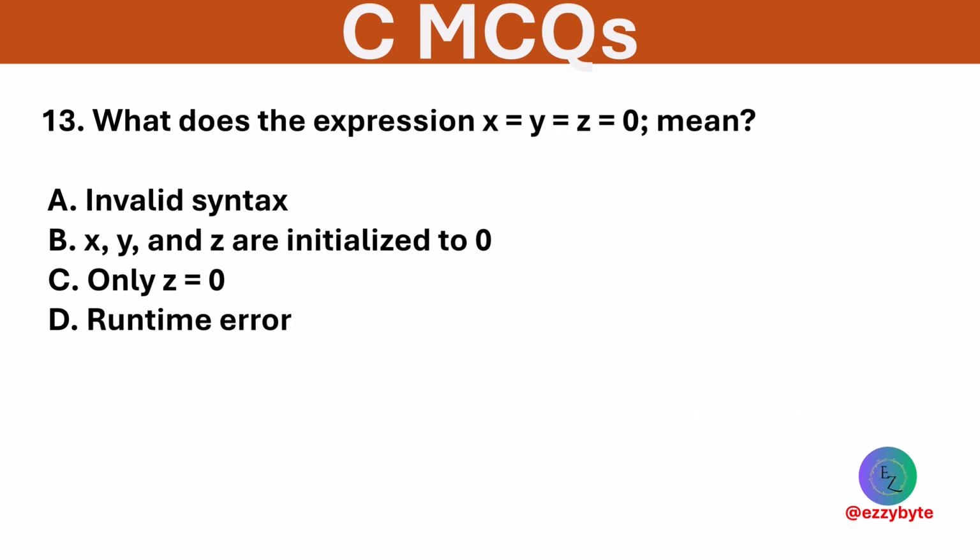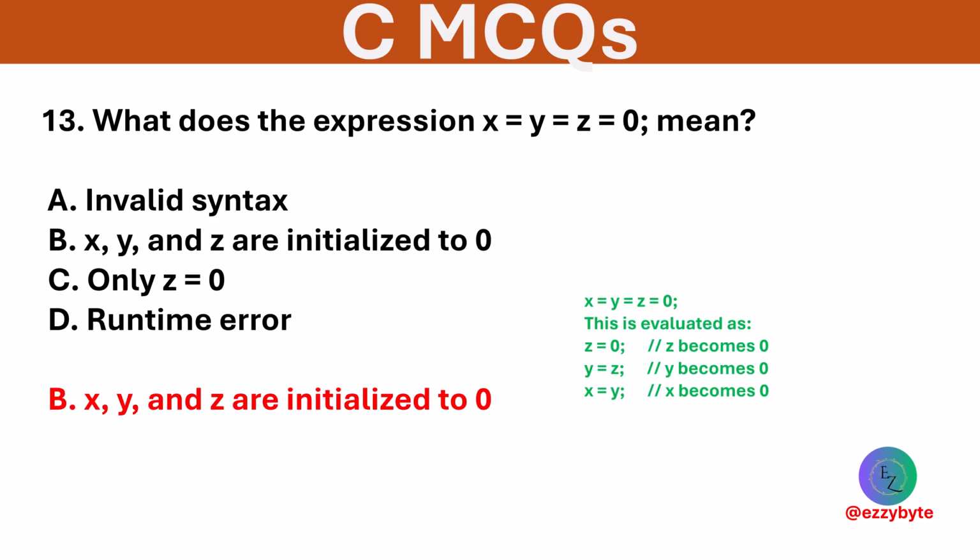What does the following expression mean? Options are invalid syntax, x, y, and z are initialized to 0, only z is equal to 0, and runtime error. Option B is correct. X, Y, and Z are initialized to 0. The expression changes assignment from right to left.